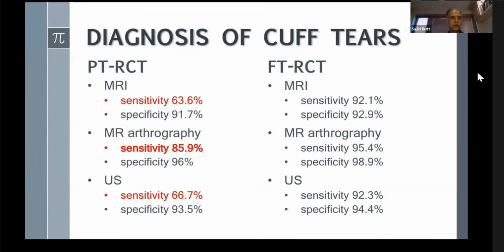For full thickness, obviously, MR does better, very good sensitivity and specificity, gets better with MR arthrography, and is also very good with ultrasound. So you can see that MR arthrography outperforms both MR and ultrasound, but not everybody has access to that. And in my experience, if you can get good quality MR and the patient can keep still, and you've got good dedicated radiographers, you should be able to see the important lesions.